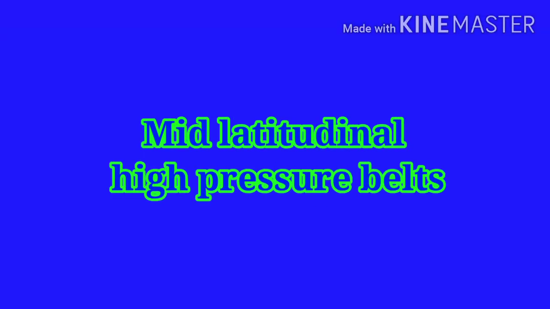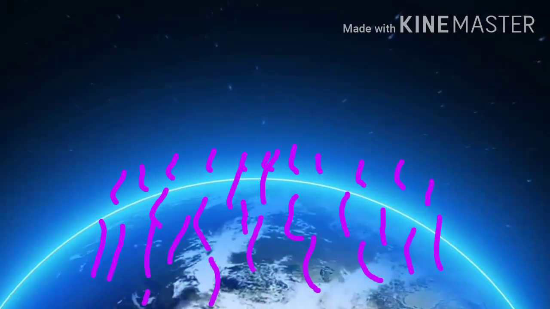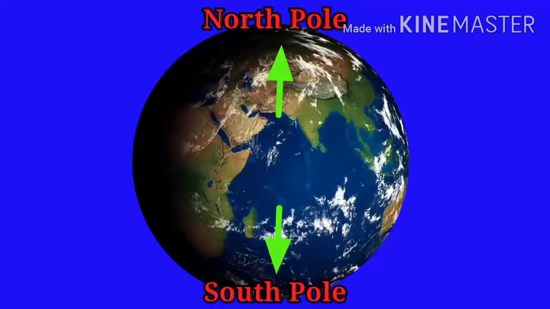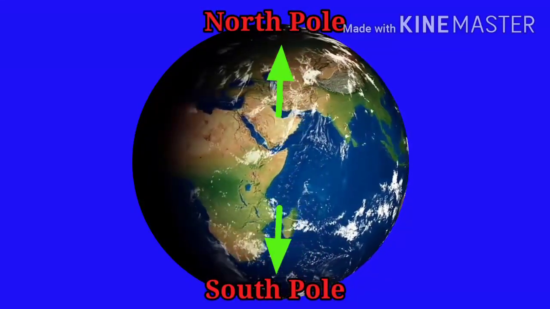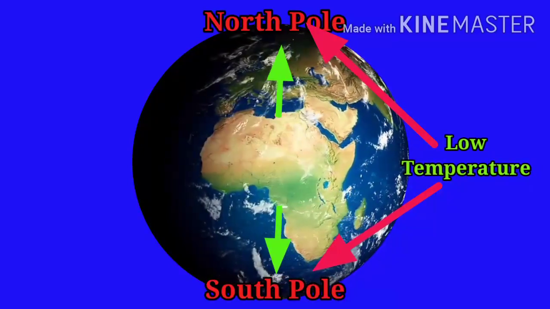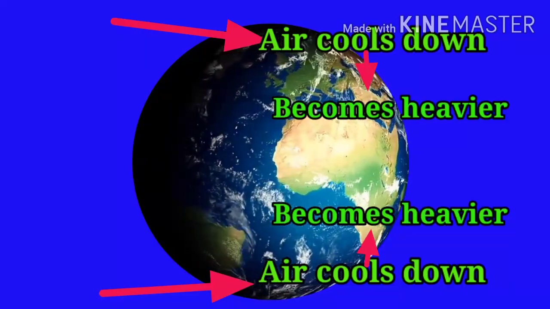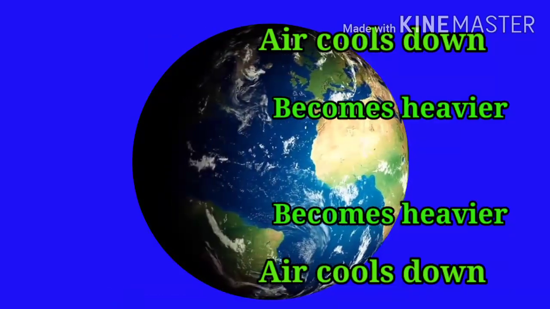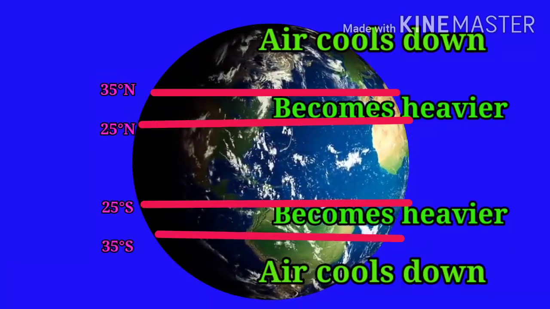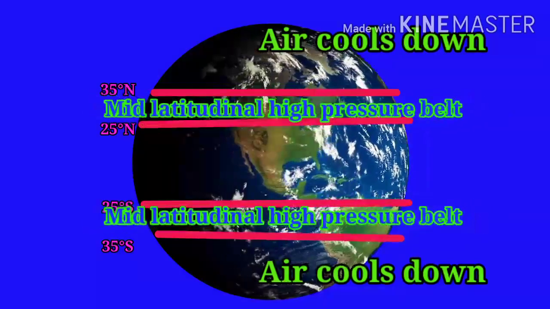Mid-latitudinal high pressure belts. The heated air becomes lighter, starts ascending and after reaching higher altitudes moves towards the polar region, that is towards the north and the south pole. Due to low temperatures at the higher altitudes, the air cools down and becomes heavier. This heavier air descends down in both the hemispheres in the region between 25° to 35° parallels. This leads to the formation of high pressure belts.